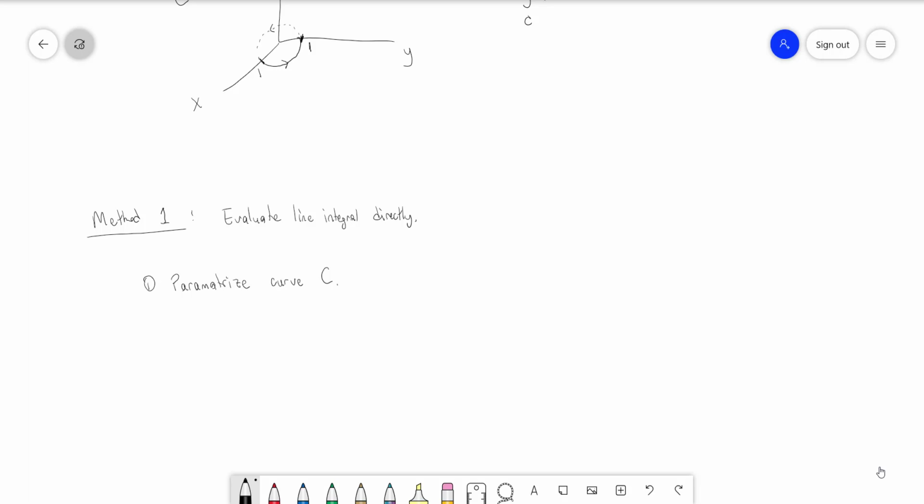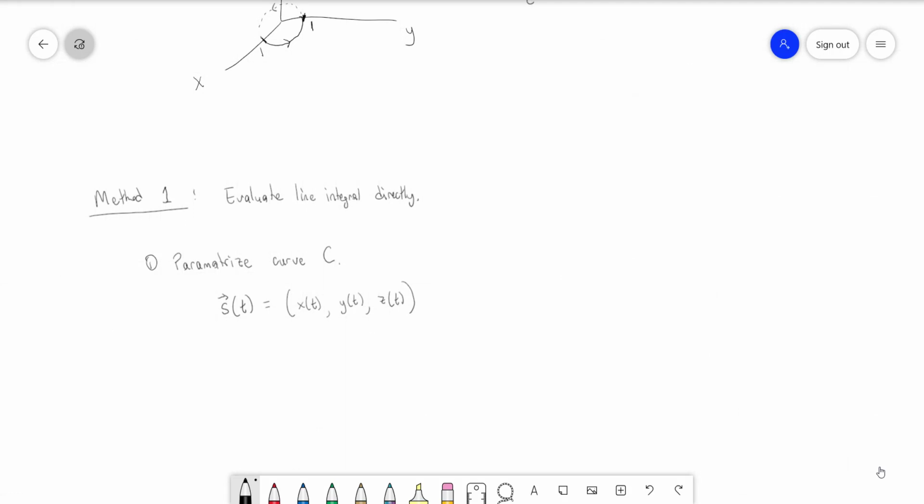I don't know what notation you usually use. I'm going to use the notation S of t. You'll parameterize your curve, so that means coming up with a parameterization for it. The parameterization will be some function of, this time, a single variable. Your parameter t will be restricted to some interval, so it'll depend on your curve and the parameterization that you chose for it.